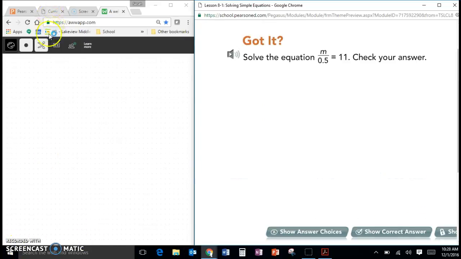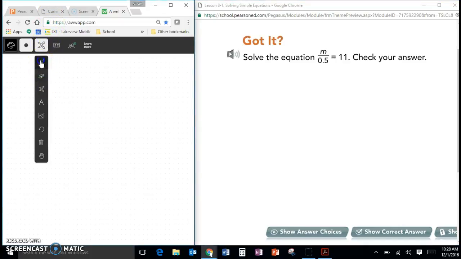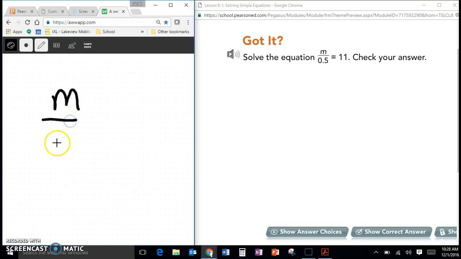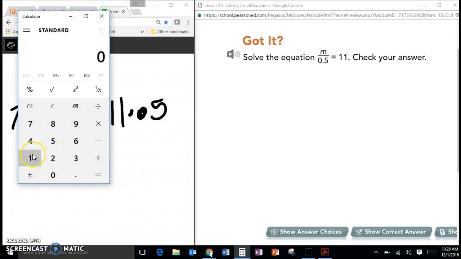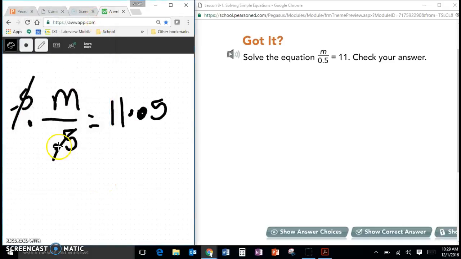All right, for this equation, it's again a division equation, so obviously we're going to be multiplying to solve, because we do the opposite. So m over 0.5 equals 11. So we need to multiply by 0.5 on both sides. It's supposed to be a point, not a negative sign. So 11 times 0.5, well, that's a half of 11, right? Because 0.5 is a half, so we should know this without even using a calculator. M is 5.5.